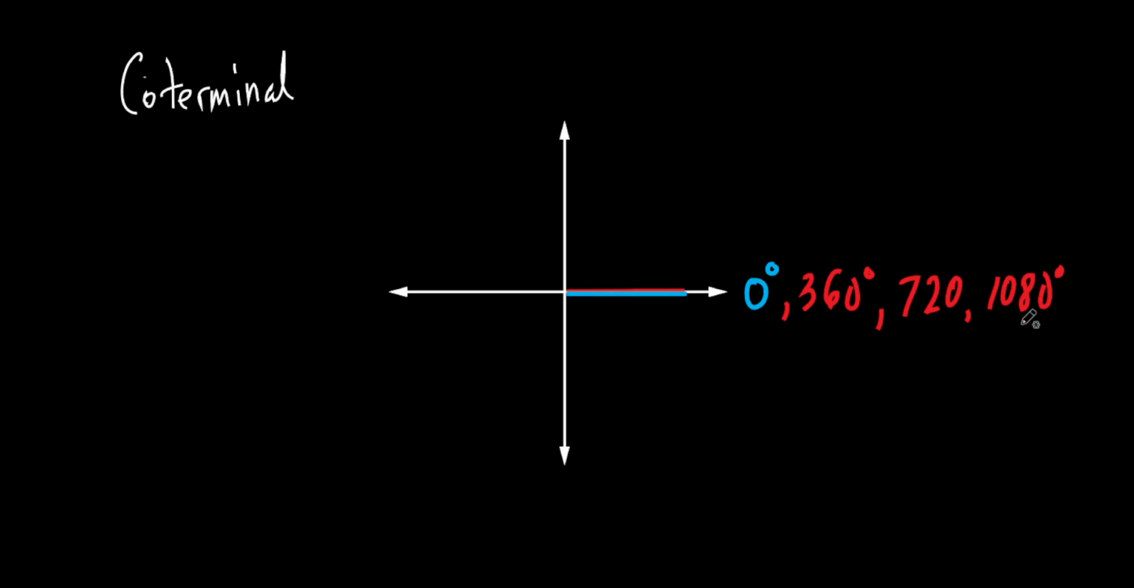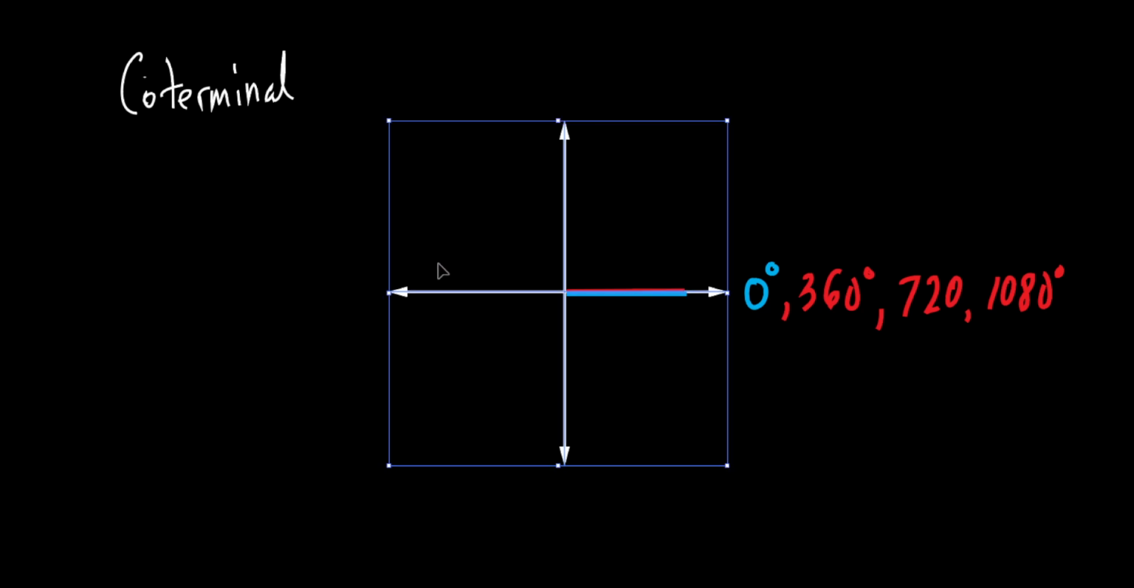All right? So any angle, if you go around one time and it stops at the same spot, those are considered coterminal. So, for instance, let's do this.